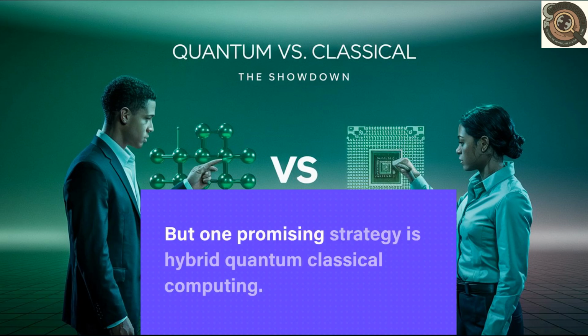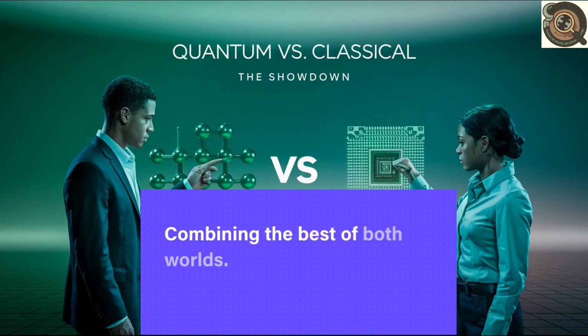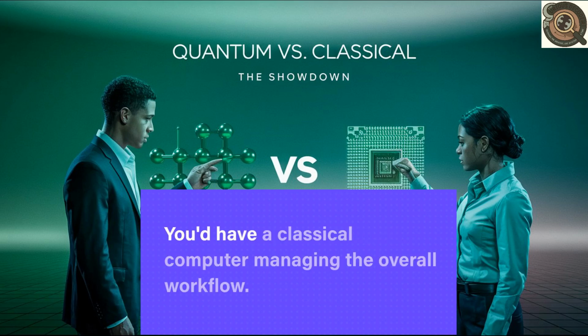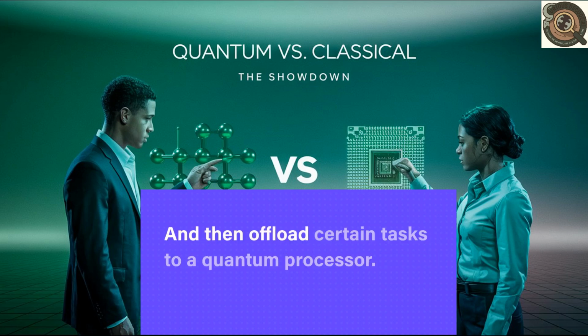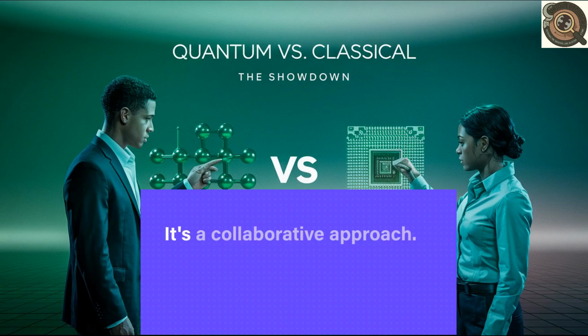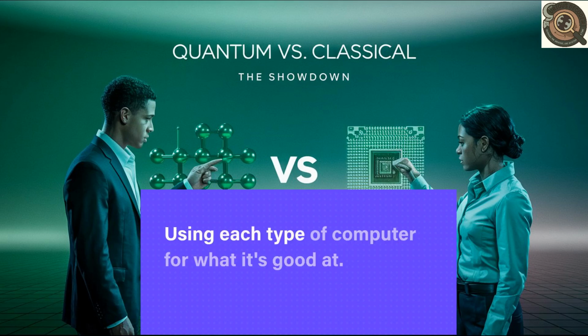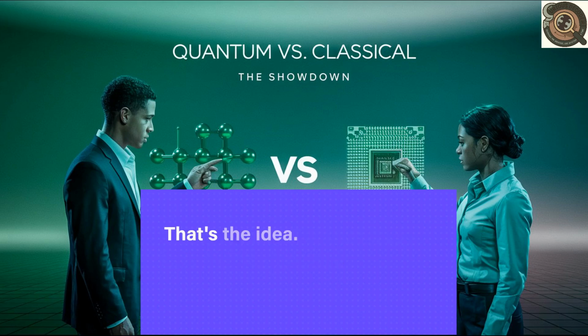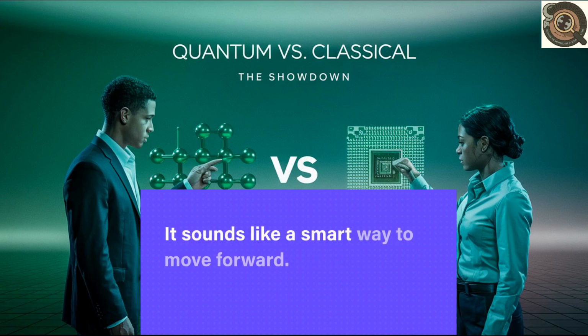But one promising strategy is hybrid quantum-classical computing, combining the best of both worlds. How would that work? You'd have a classical computer managing the overall workflow, and then offload certain tasks to a quantum processor, like the really computationally intensive stuff. Exactly. It's a collaborative approach, using each type of computer for what it's good at. That's the idea. It sounds like a smart way to move forward.